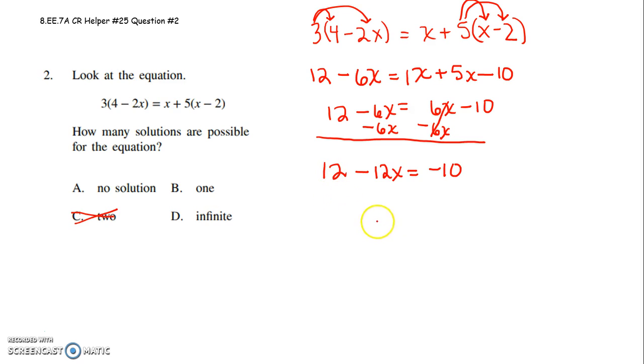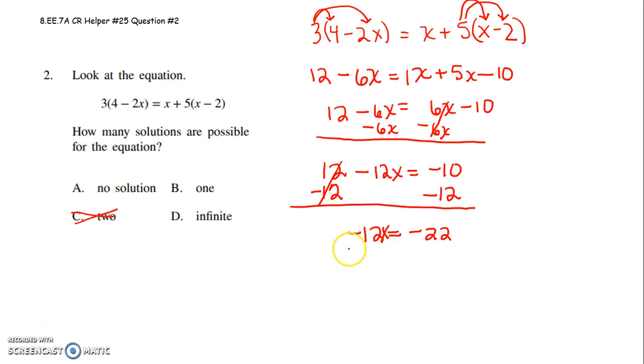Now I'm going to move all my constants over to the right. So I'm going to move this 12 to the right-hand side of the equal sign. In order to move that 12, I have to subtract it from the left-hand side of the equal sign, and then I'll subtract it from the right-hand side of the equal sign. 12 minus 12 zeroes out, so on this side I'm left with negative 12x equals negative 10 minus 12 is negative, oops, did I lose my x? Do not lose your x at that point. Negative 10 minus 12 is negative 22.